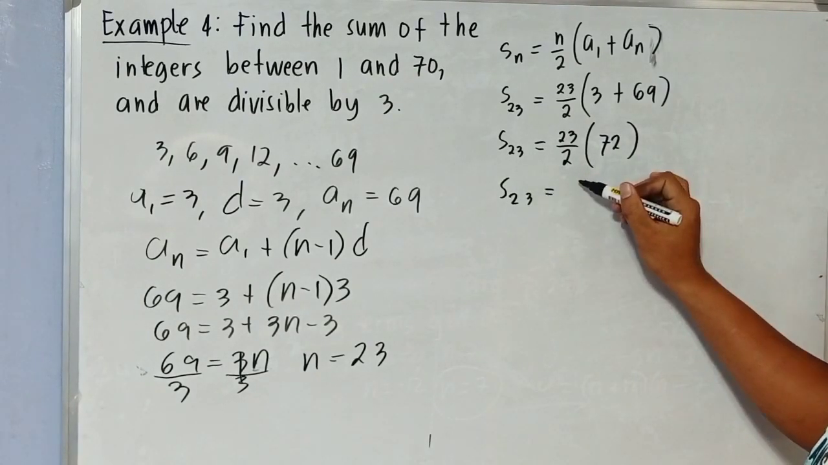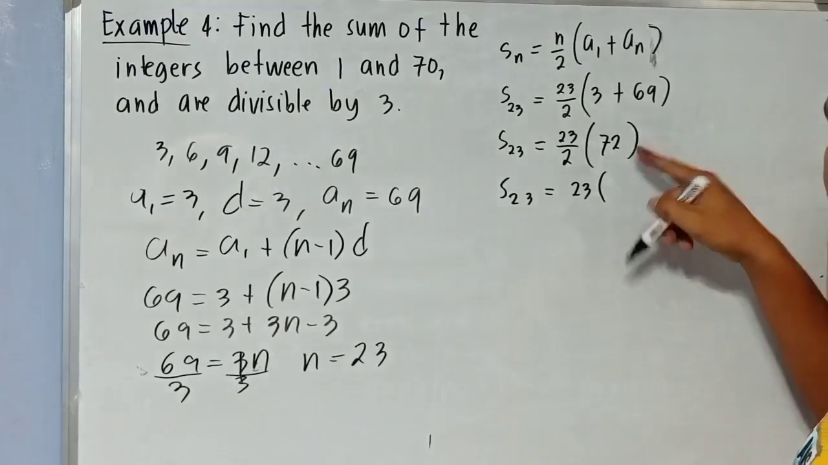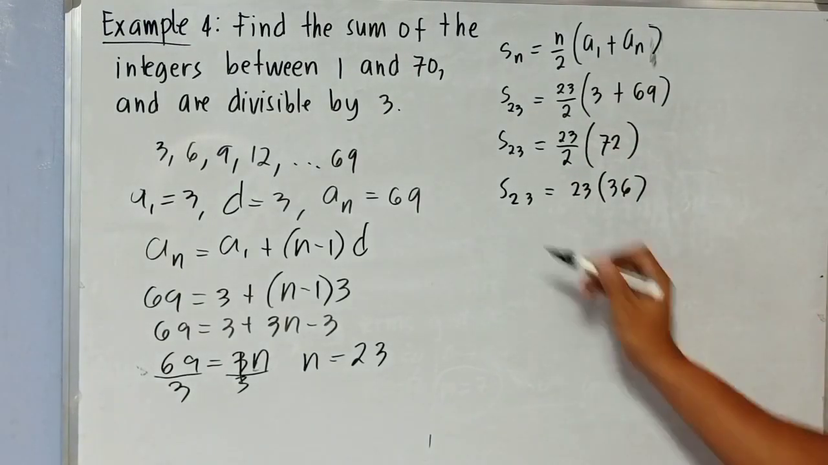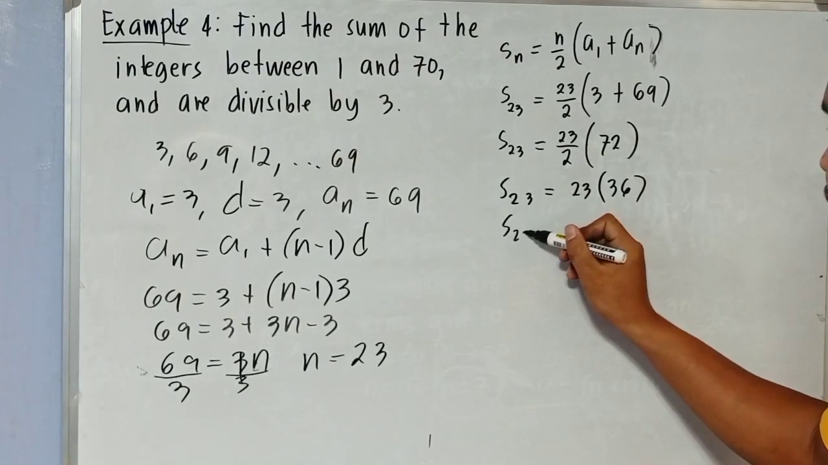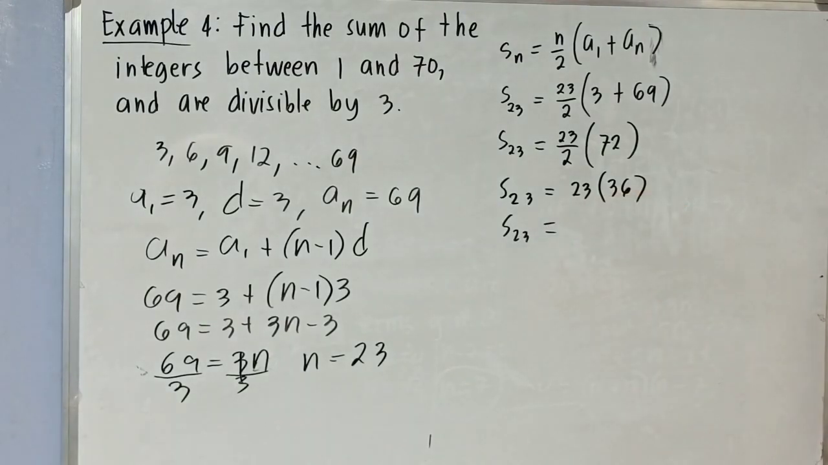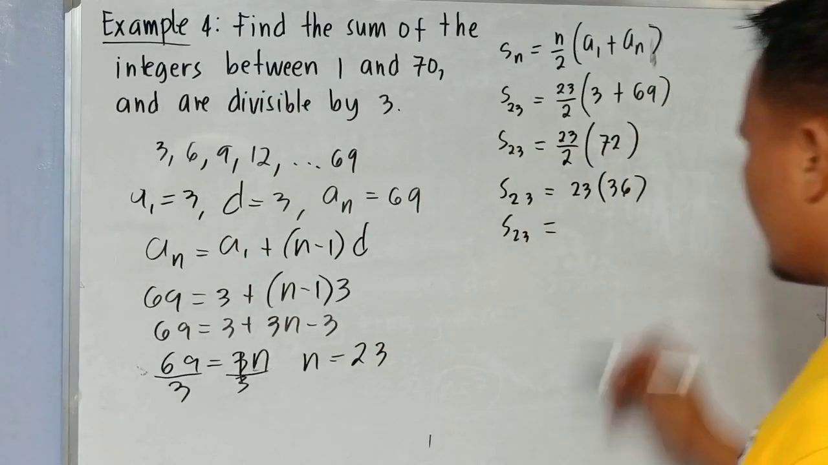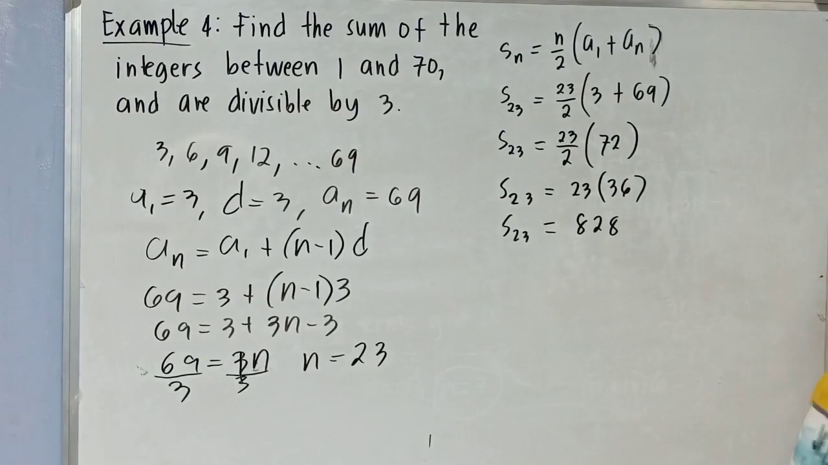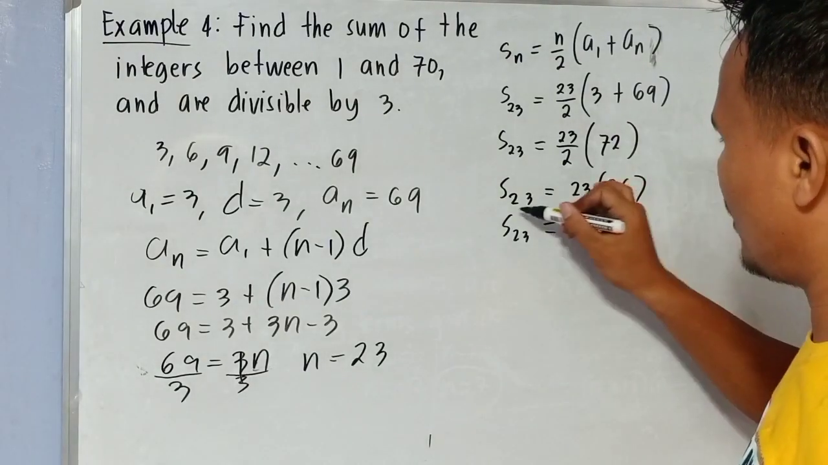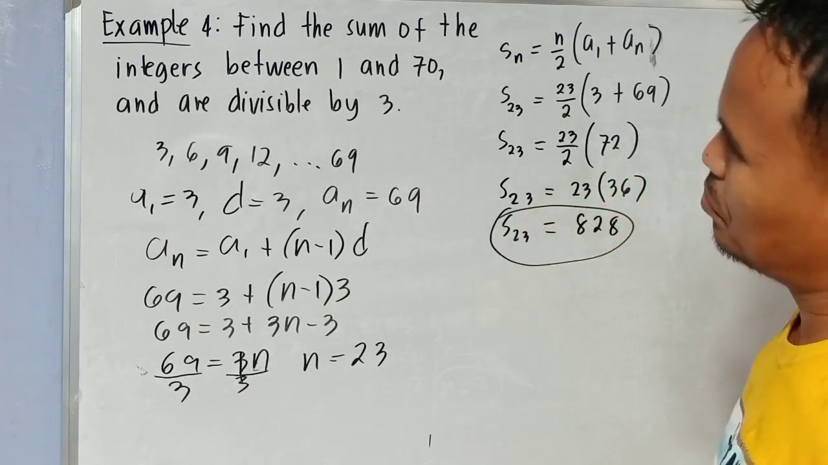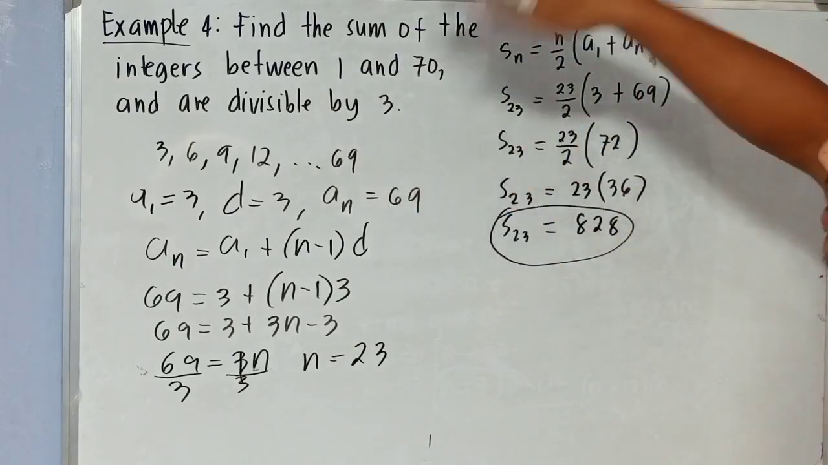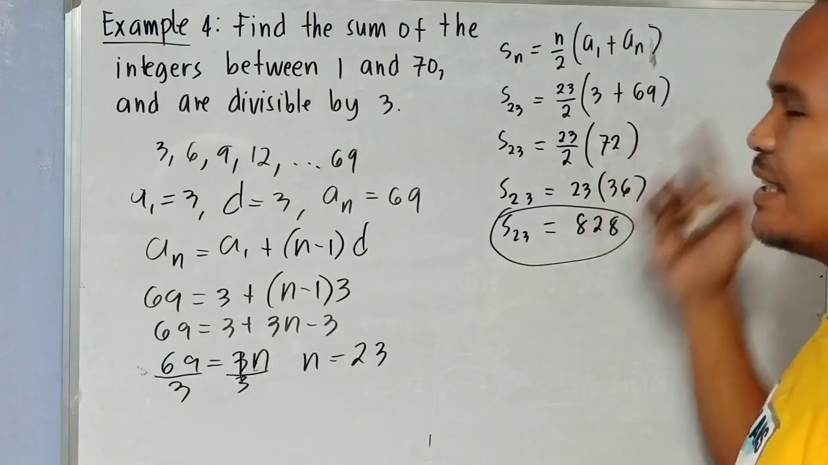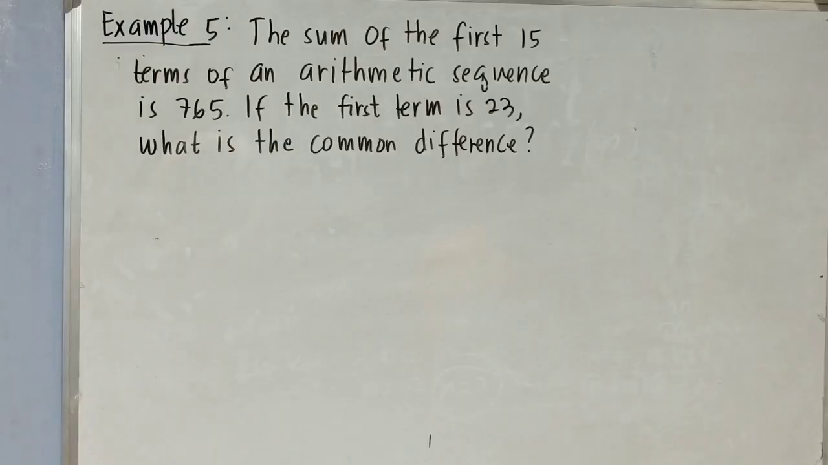That is 23, and 72 divided by 2 is 36. So get the sum of 23 times 36. The result is 828. Therefore, the sum of integers between 1 and 70 that are divisible by 3 is 828.